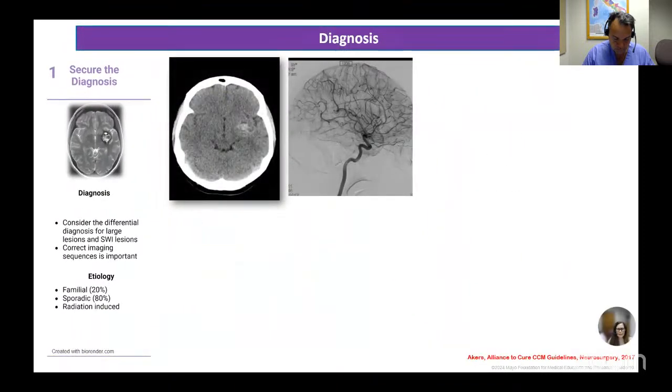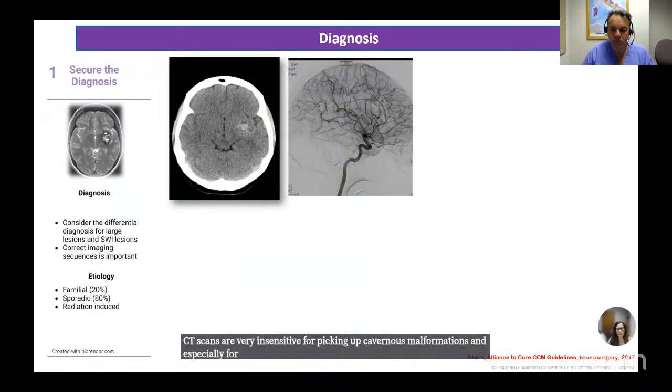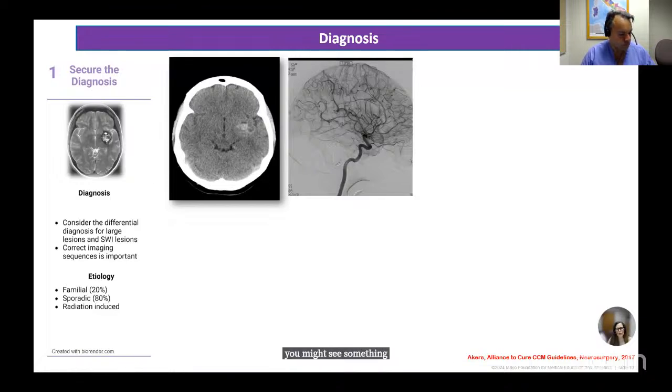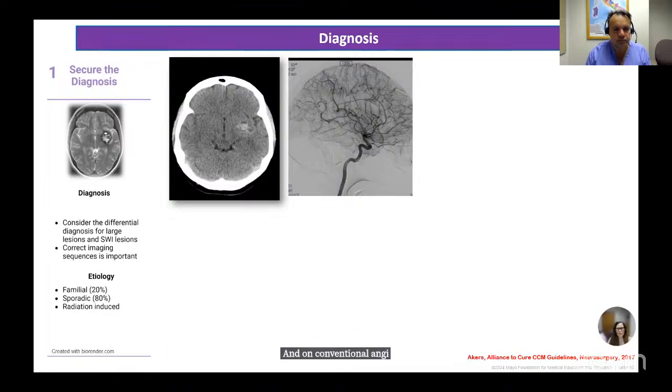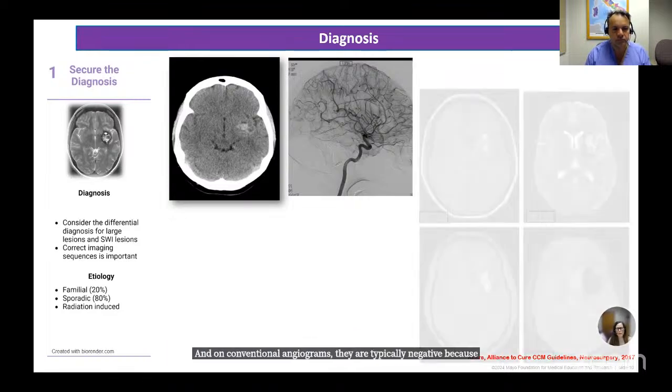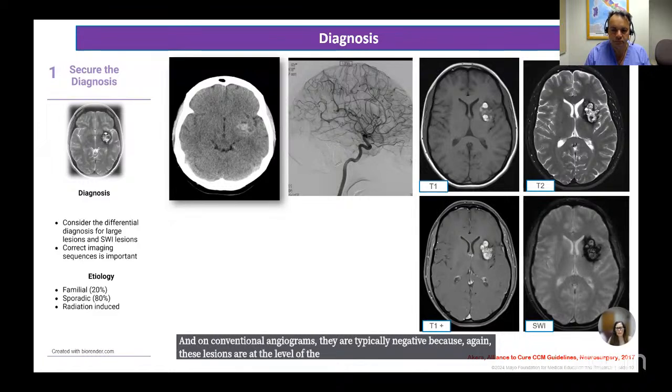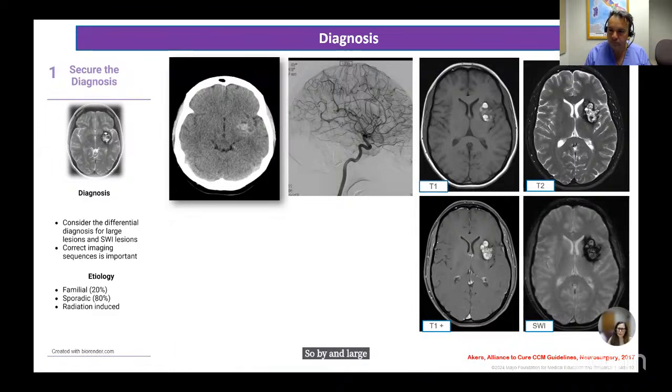CT scans are very insensitive for picking up cavernous malformations and especially for picking up any intracavernous hemorrhage. You might see something such as this where there's a hyperdensity on a CT, but many times you don't see much at all. And on conventional angiograms, they are typically negative because, again, these lesions are at the level of the capillary. So by and large, the diagnosis is secured by looking for a characteristic picture on an MRI scan.